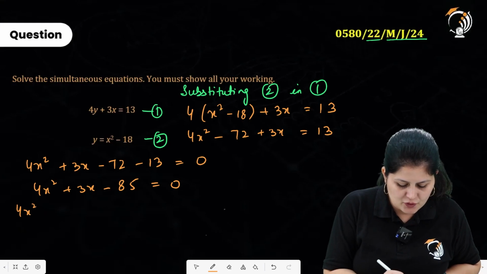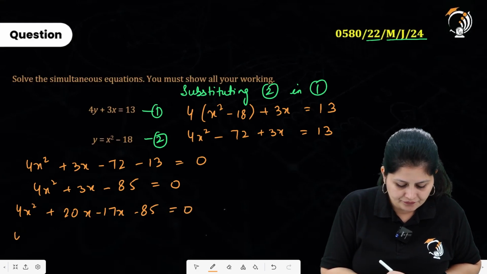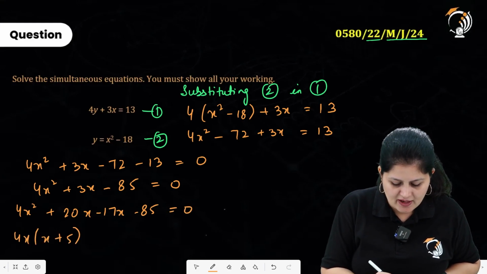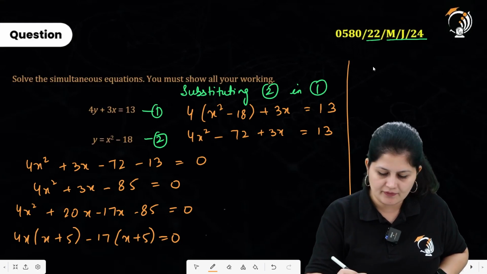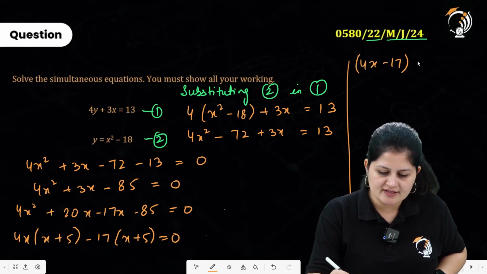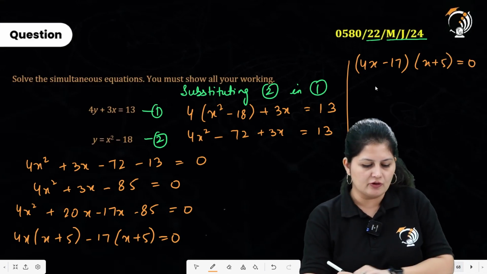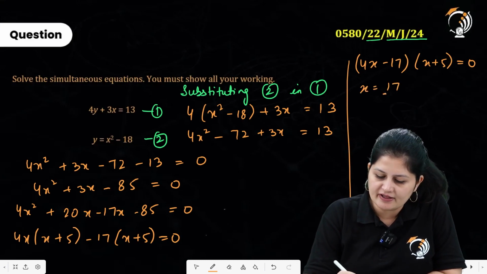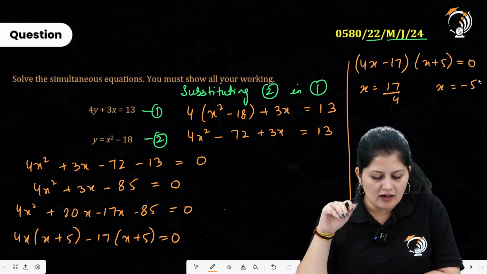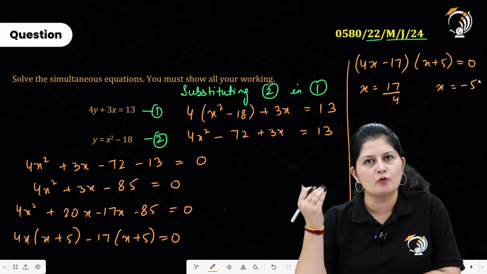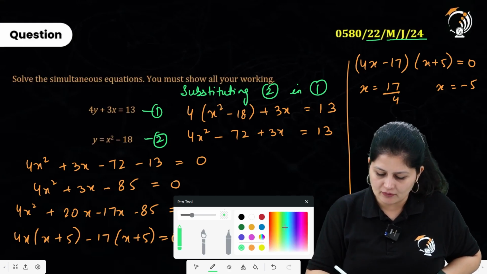So this is going to be 4x square plus 20x minus 17x minus 85 is equal to 0. So we'll get the factors as x plus 5 and 4x minus 17, and then x plus 5 is equal to 0. So we are getting 4x minus 17 and x plus 5 is equal to 0, correct? So clearly the value of x that we are getting here is 17 over 4, and the other value of x is minus 5. Now by substituting these values, you are going to get two values of y as well. I'm just writing it on top now.